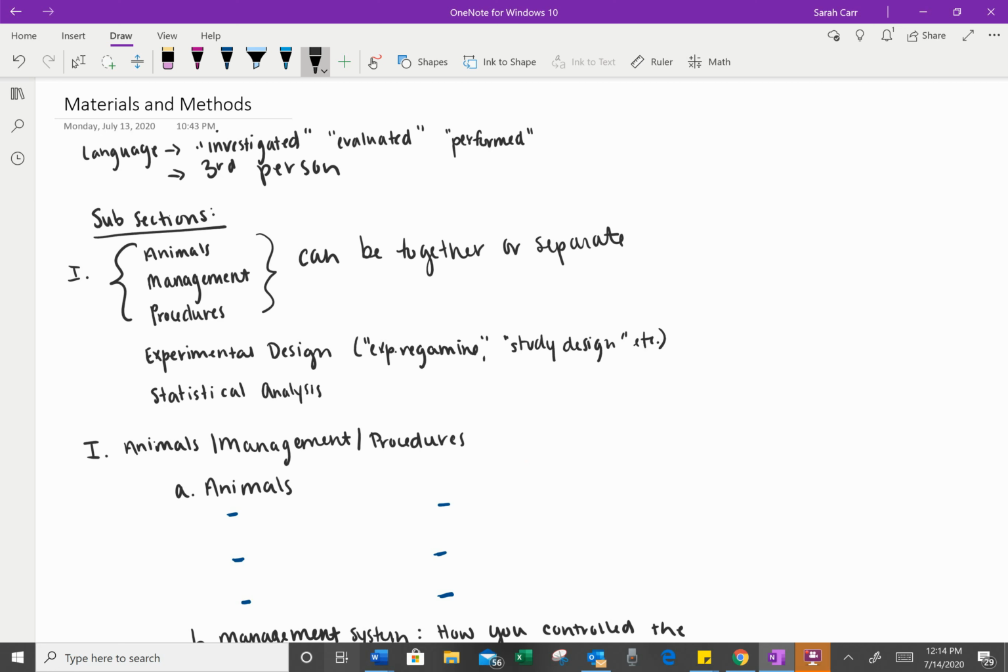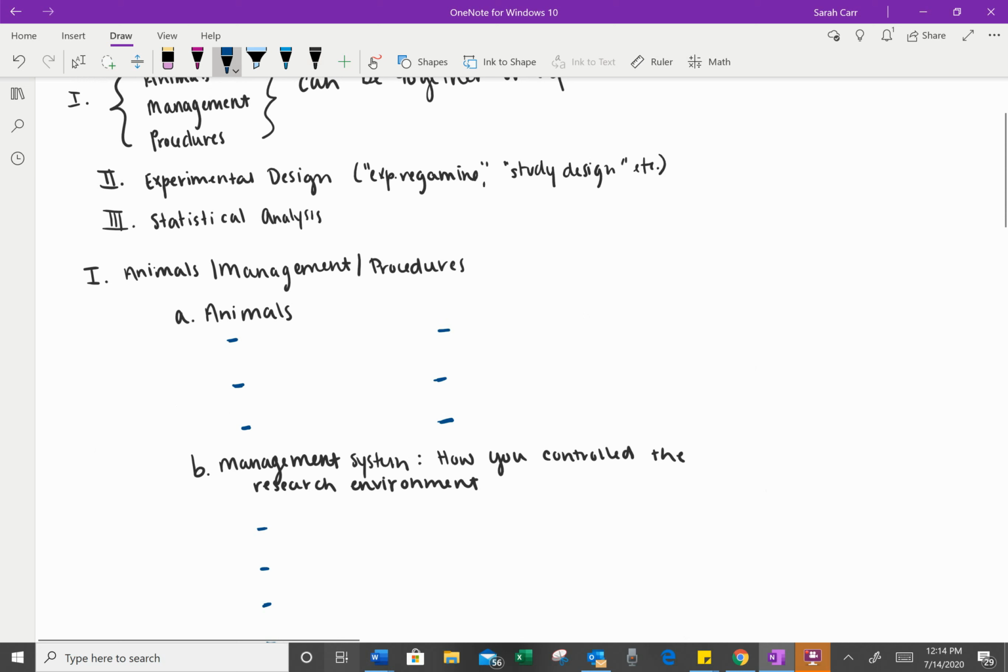Next is the experimental design. The experimental design also can be called other things such as experimental regimen or the study design. And the third portion in the materials and methods that we're going to talk about is the statistical analysis section, or for this class, it may simply be some calculations.